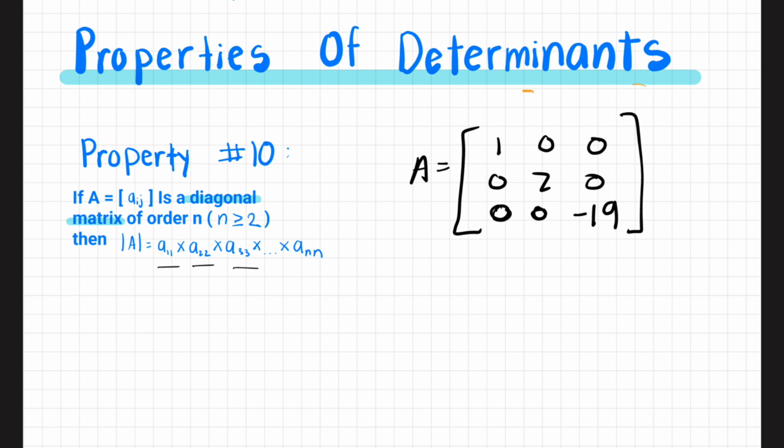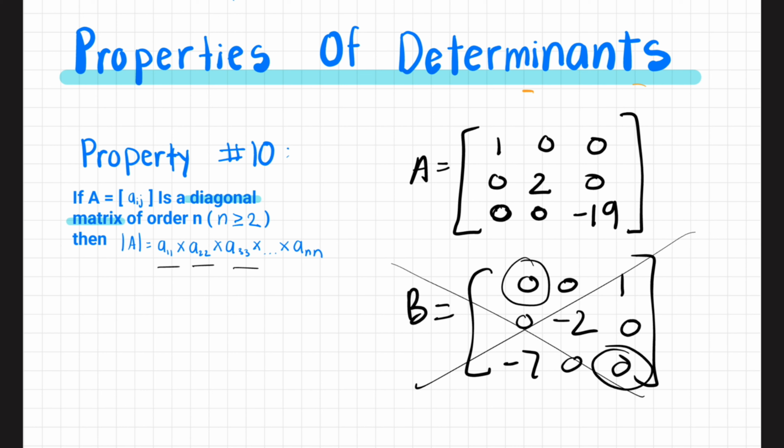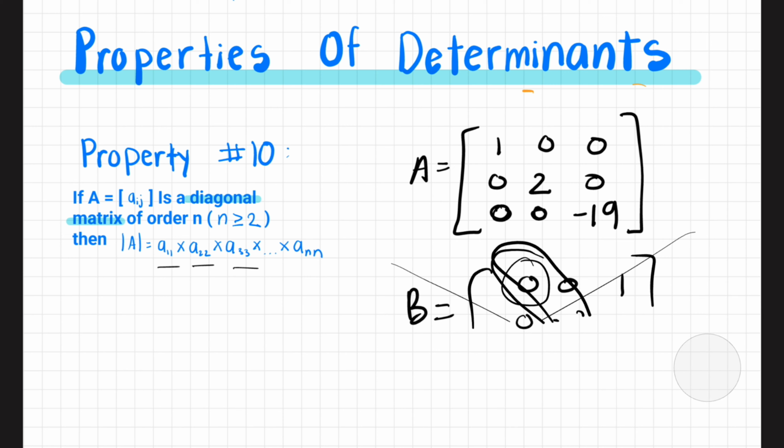In more formal terms, a diagonal matrix is nothing but a matrix where just its diagonals are filled and everything else is 0. So when we're talking about diagonals, the diagonal is always going from the top left to the bottom right. If you had something like, let us choose B, 0, 0, 1, 0, negative 2, negative 7, 0, 0, then this is not a diagonal matrix. It has to go from the top left to the bottom right, and everything else besides this part has to be 0. That is what a diagonal matrix is.